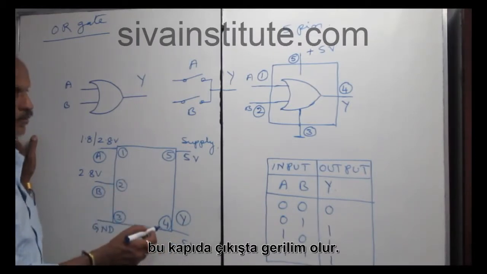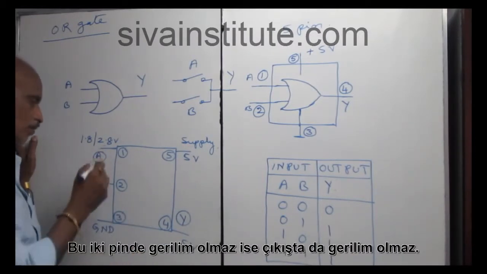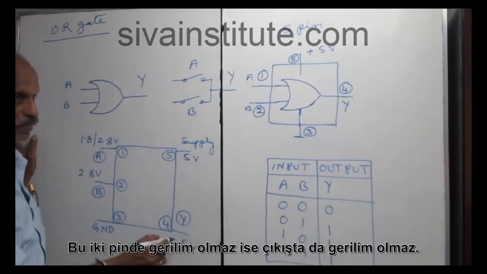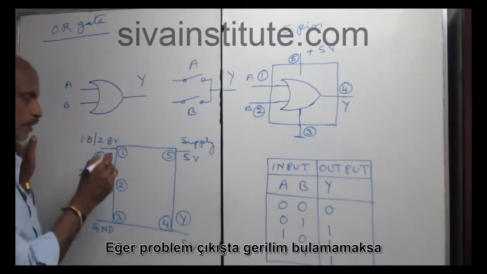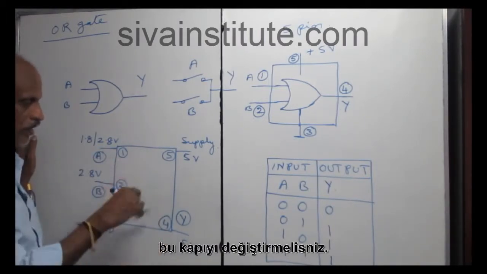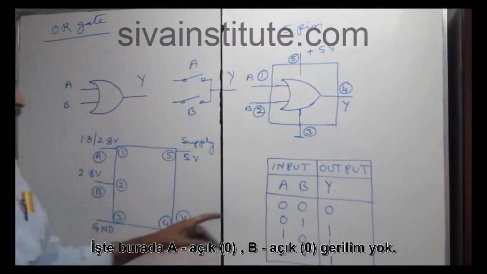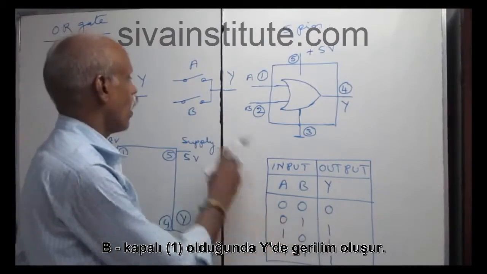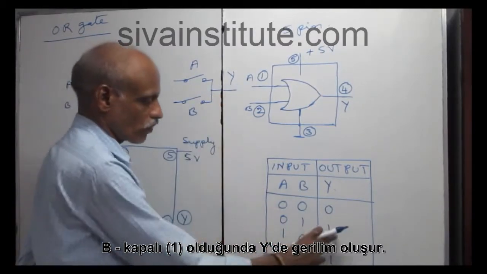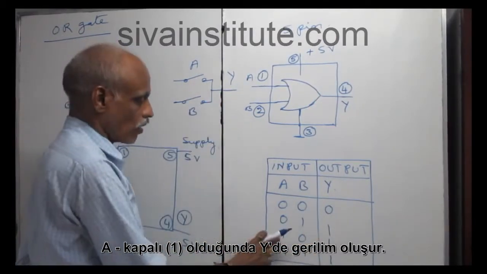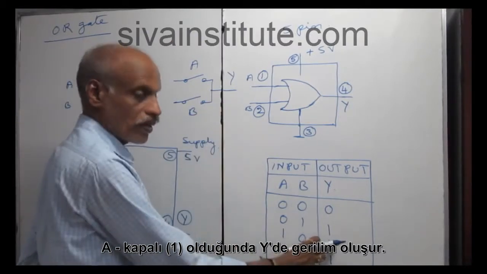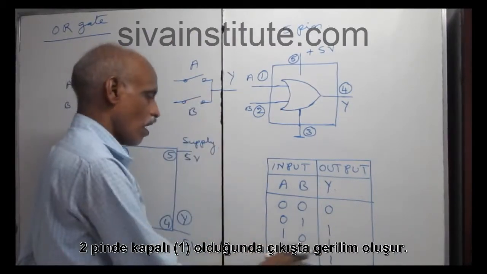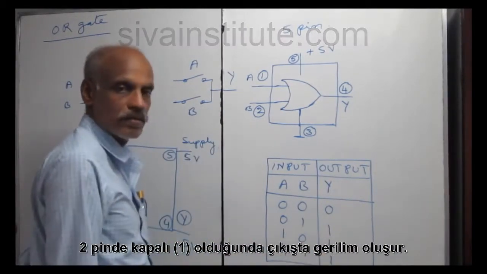Now this gate. No voltage at these 2 points, so this voltage will not come out. If after this voltage there is no voltage at this point, you change this one. See here, off, no voltage. B on, this voltage comes out, 1. A on, this voltage comes out, 1. 2 switches on, output on.